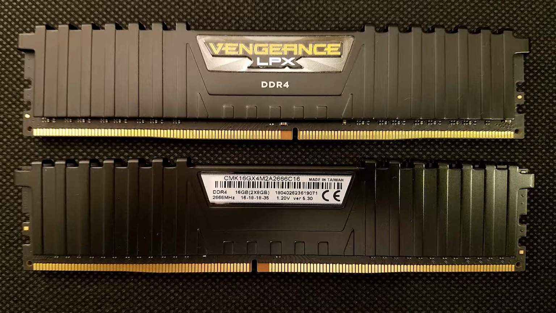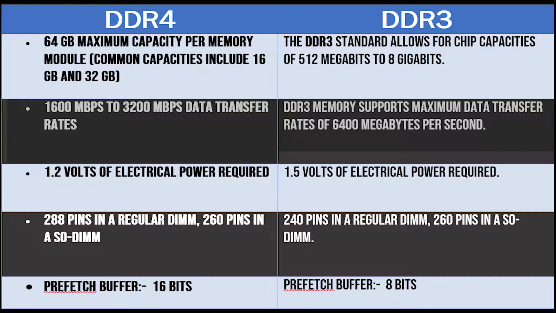Now, to summarize, we have a table. DDR4 has a 64 GB maximum capacity per memory module. Common capacities include 16 GB and 32 GB. The data transfer rate for DDR4 is 1600 Mbps to 3200 Mbps. 1.2 volts of electric power are required. 288 pins in a regular DIMM and 260 pins in a SODIMM.